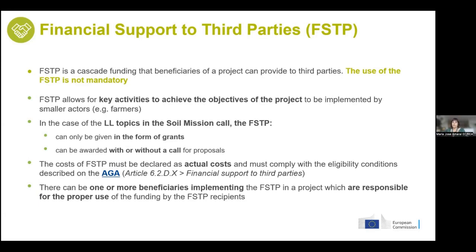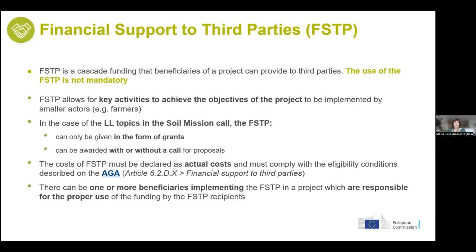So first of all, this is an option for a consortium, it is not mandatory. So you might decide that you do not want to use financial support to third parties, or that you do want to, and in that case, it's a way for beneficiaries to award cascade funding to third parties. It allows key activities of the project to be implemented by certain smaller actors that maybe would not make sense as full beneficiaries in the grant. And in the case of the Living Lab topics, it can be given in the form of grants, with or without a call for proposals.